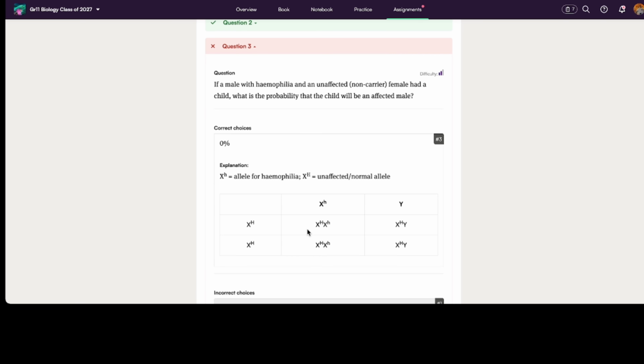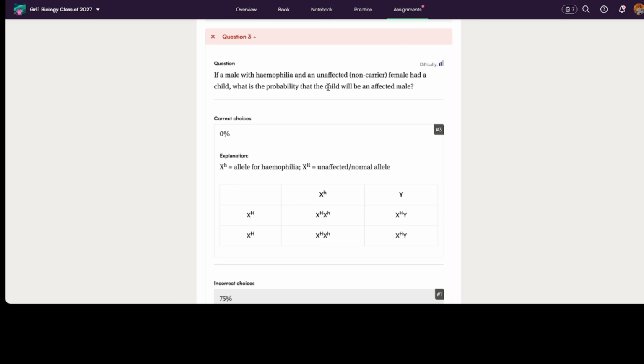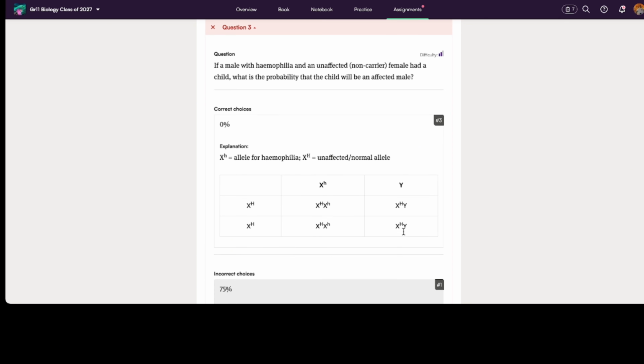Once we draw the Punnett grid and match up all the results, we see that there is a 0% chance that it will be a male, which is XY, and also that the X will have a small h, because this X is supplied by the mother, who is a non-carrier and has both good copies.